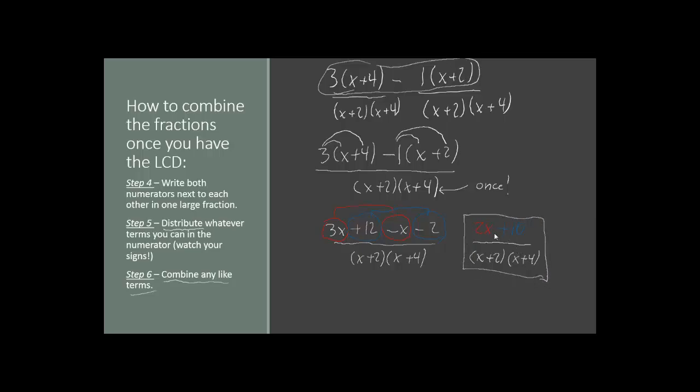We've combined the 2 fractions that did not have the same denominator by finding the LCD. And then once we found the LCD, we multiplied both fractions by what we needed to in order to combine them together into one fraction. And then we have some simplification steps. We just distribute what we can and then combine any like terms.